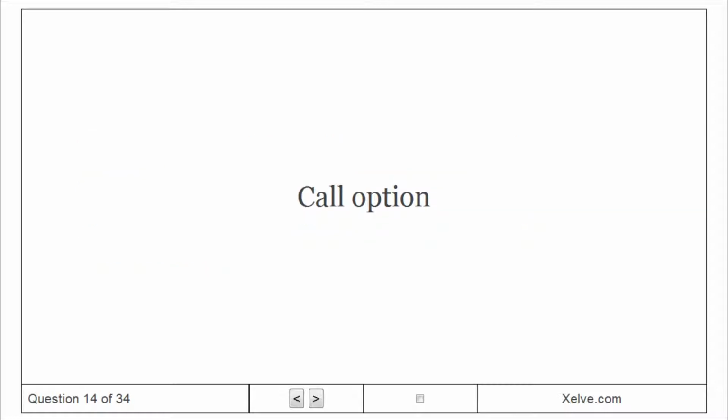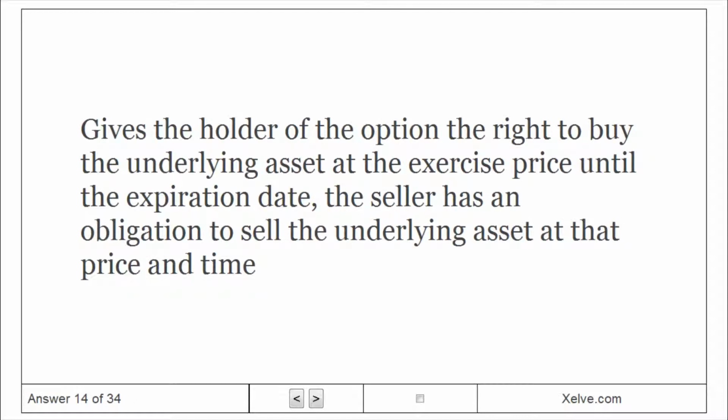Call option. Gives the holder of the option the right to buy the underlying asset at the exercise price until the expiration date. The seller has an obligation to sell the underlying asset at that price and time.